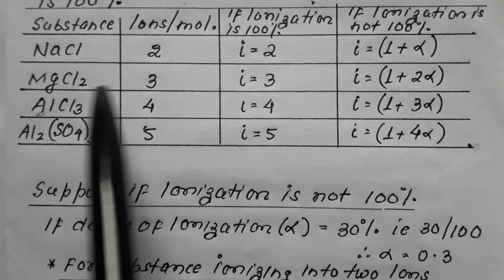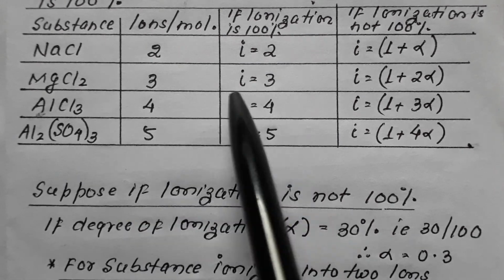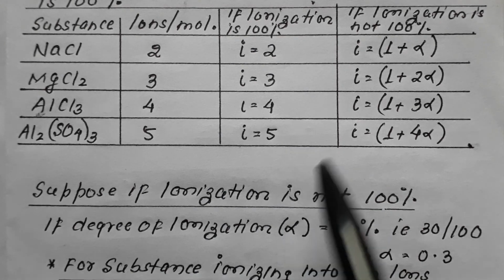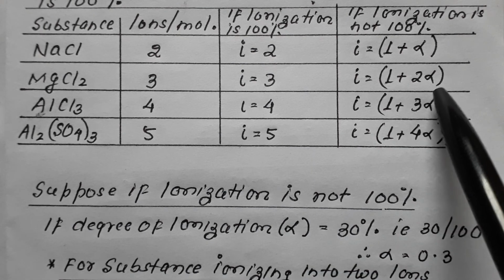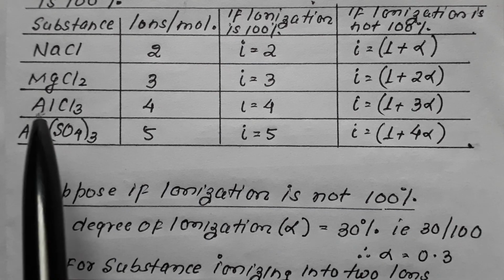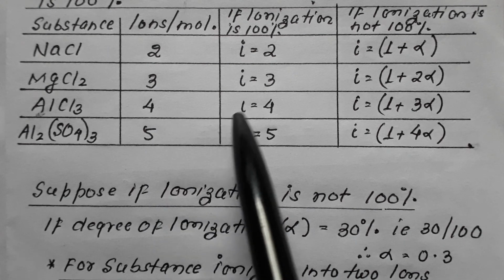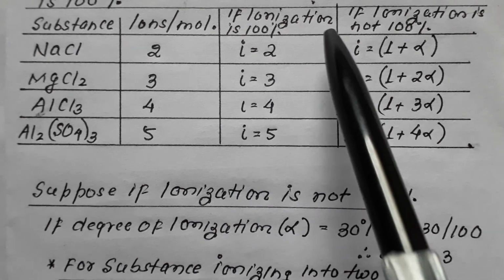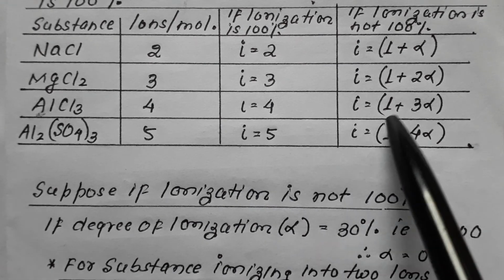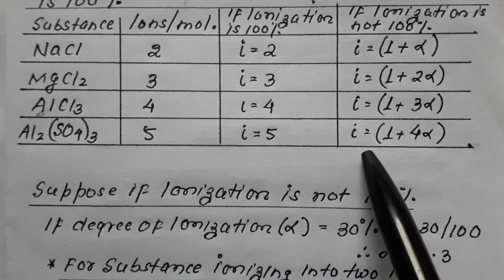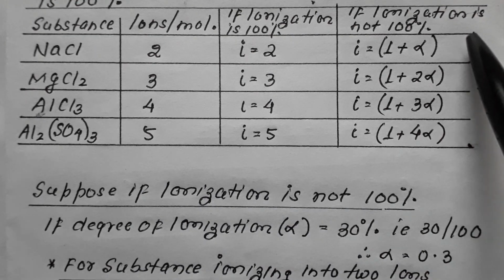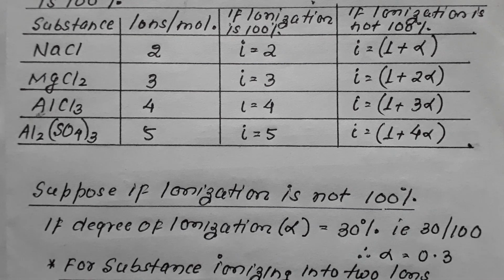For those substances which ionize into 3, the value of i is 3 when ionization is 100%. If not, then i is 1 plus 2 alpha. Those which ionize into 4, i is 4 when ionization is 100%; if not, then i is 1 plus 3 alpha. For those which ionize into 5, i is 1 plus 4 alpha when ionization is not 100%, where alpha is the degree of ionization.